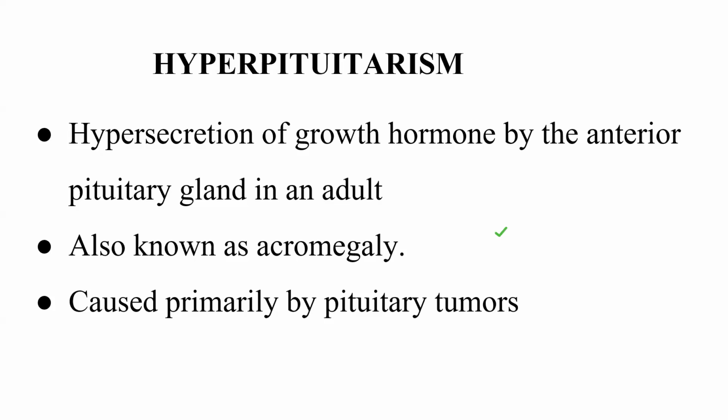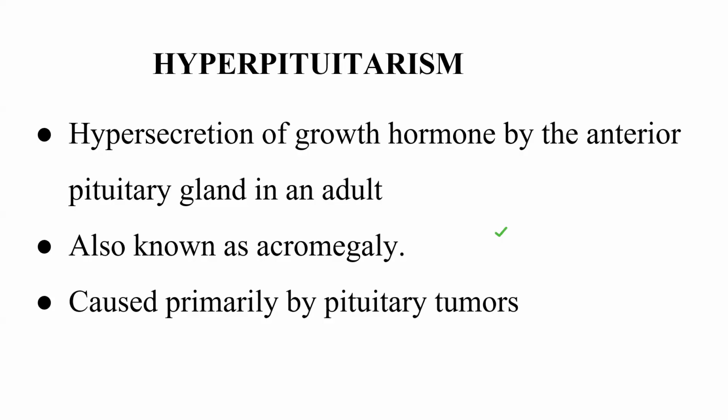So this is hypersecretion of growth hormone. It's just the opposite of the hypo. When you have hypo, it is low; when you have hyper, it is high. So it's hypersecretion of the growth hormone by the anterior pituitary gland in an adult. It is also known as acromegaly. That is, you see the adult coming up very big, like gigantic, but for the other one, you see them tiny. They're always small. They look smaller than their age.